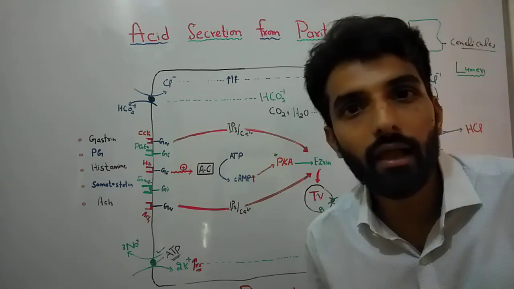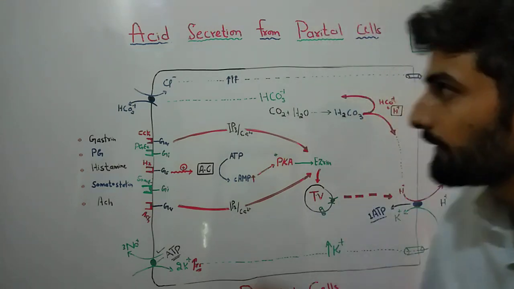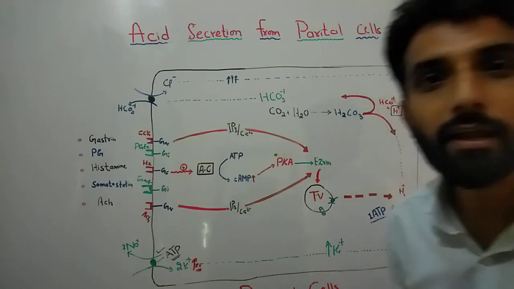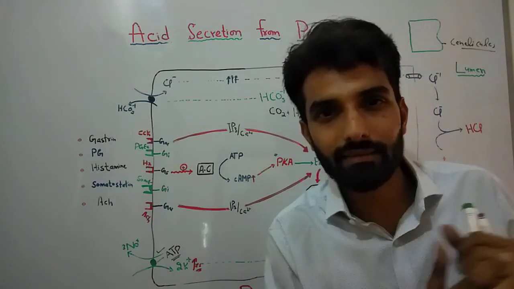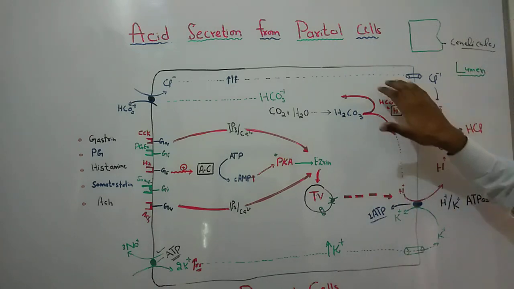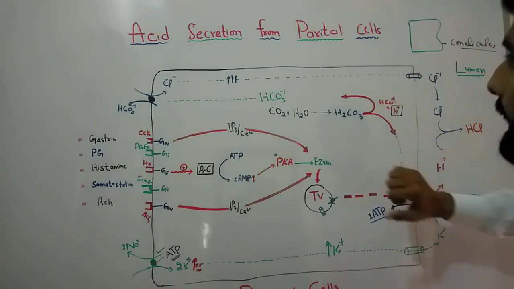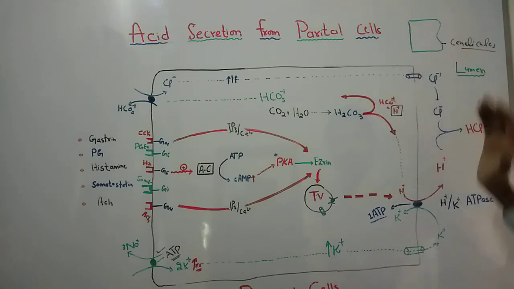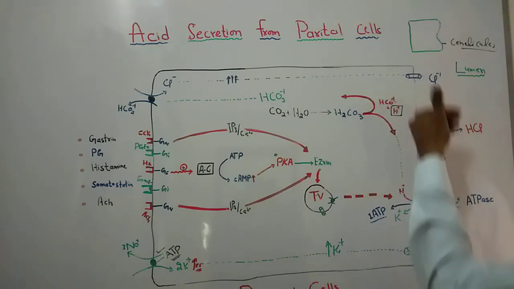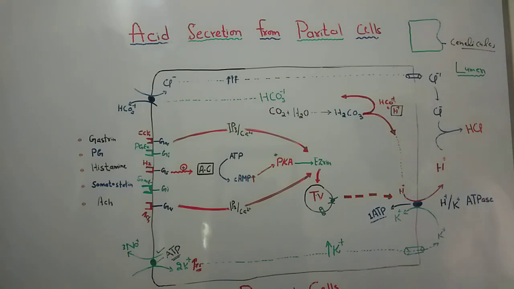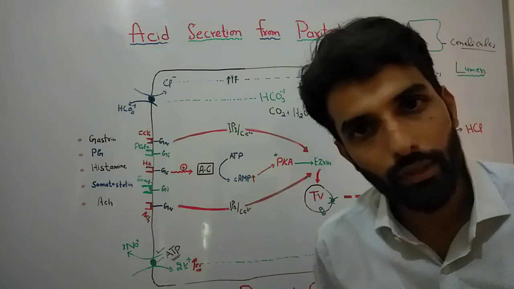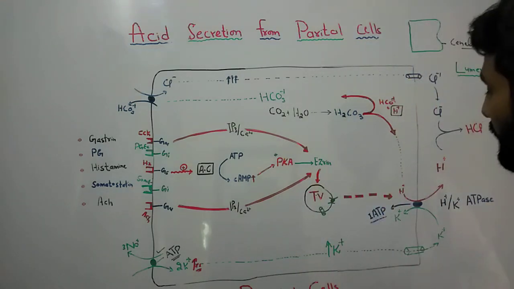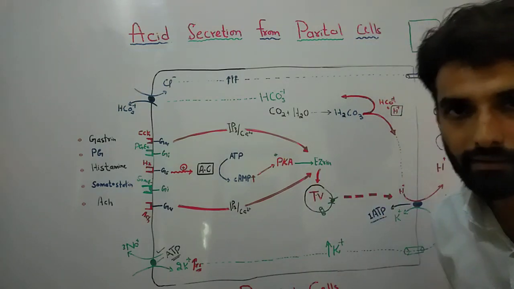If the concentration of chloride ion increases, this chloride ion will simply use this chloride channel that is present on the luminal side of the parietal cell. By using this chloride channel, the chloride ion will diffuse out of the cell into the lumen, and here you can see chloride ion and hydrogen ion, they will react to produce hydrochloric acid, HCl. Okay, so this was the synthesis and release of acid from the parietal cell.